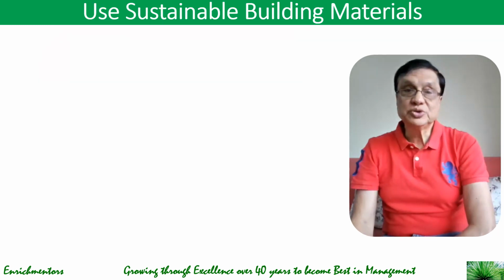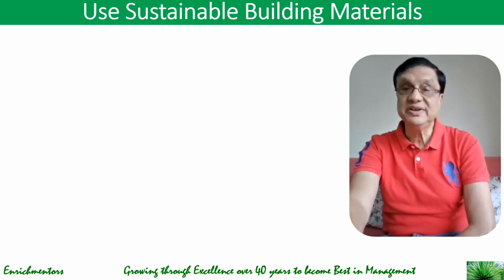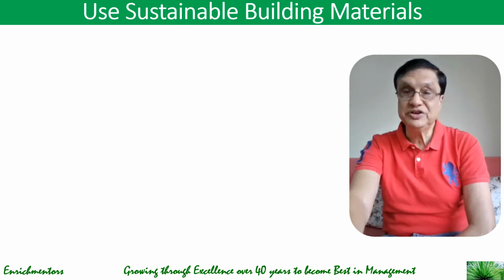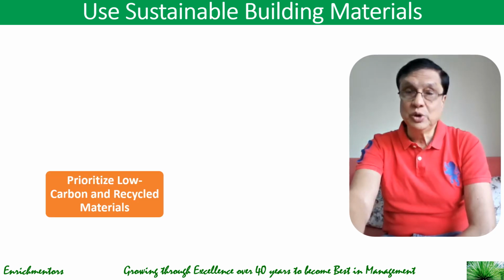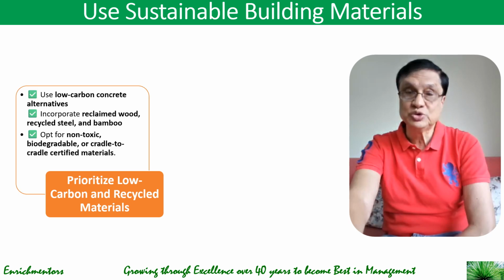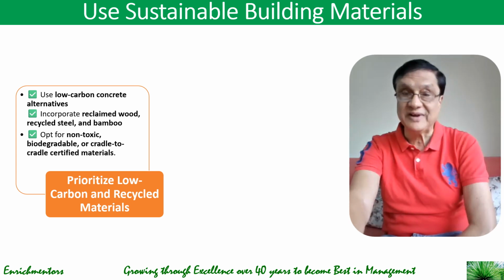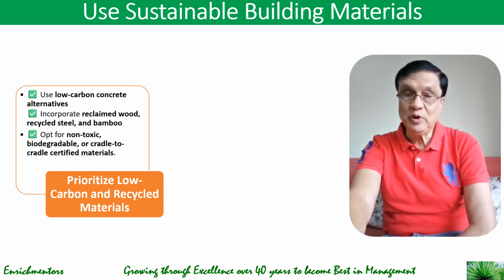The second thing you need to do is to use sustainable building materials, as we had talked about just now. And how can you use sustainable building materials? You need to prioritize low carbon and recycled materials. Now, what are these kinds of materials? Use low carbon concrete alternatives like geopolymer concrete, fly ash, or carbon capture cement. Incorporate reclaimed wood, recycled steel, or bamboo to minimize environmental impact. Opt for non-toxic, biodegradable, or cradle-to-cradle certified materials.